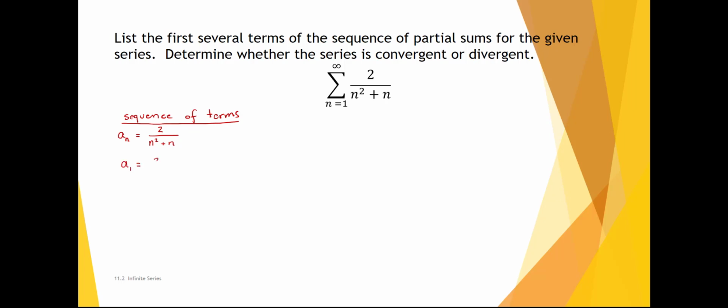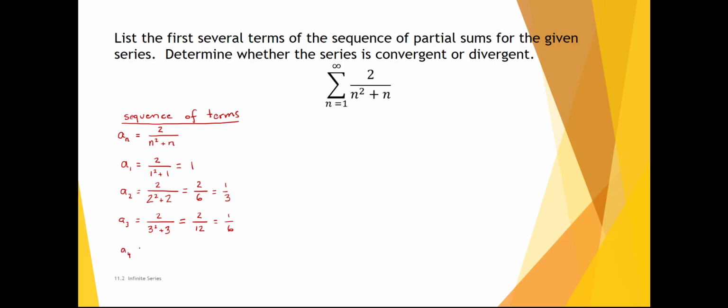A sub 1 is 2 divided by 1 squared plus 1, which is 1. A sub 2 is 2 divided by 2 squared plus 2, which is 2 divided by 6, or 1/3. A sub 3 is 2 divided by 3 squared plus 3, which is 2 divided by 12, or 1/6.